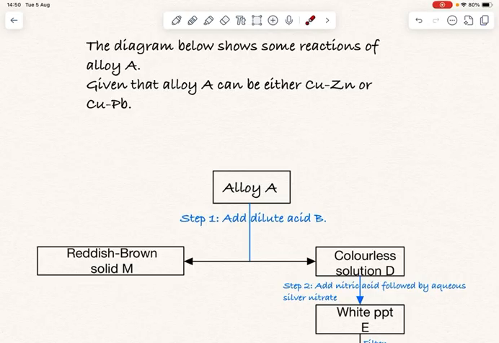Okay, so what is an alloy? Some students are still confused. An alloy is just a mixture of two or more elements melted together, and of course at least one of them must be a metal. For example, iron plus carbon will give you the alloy steel.